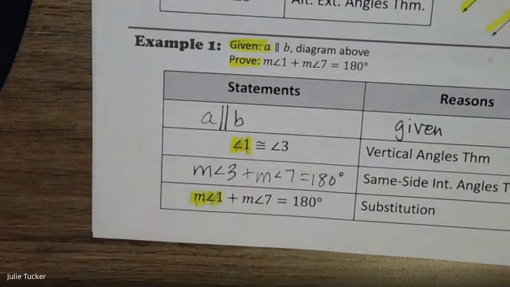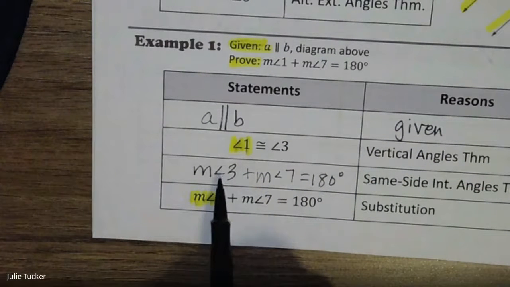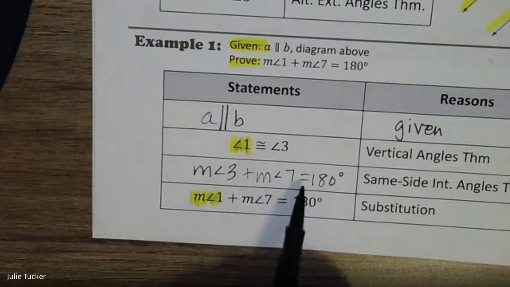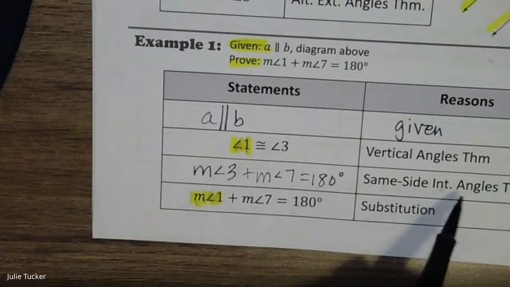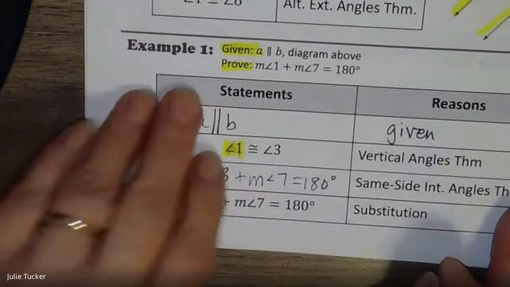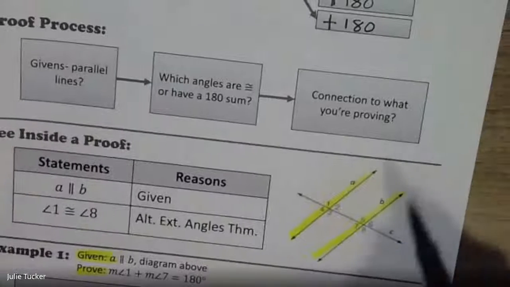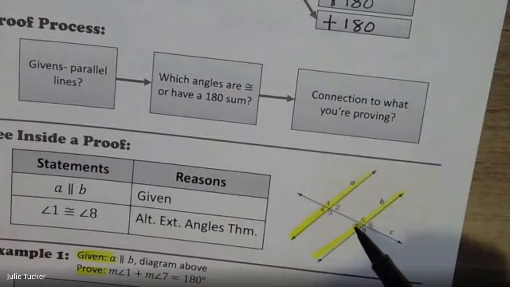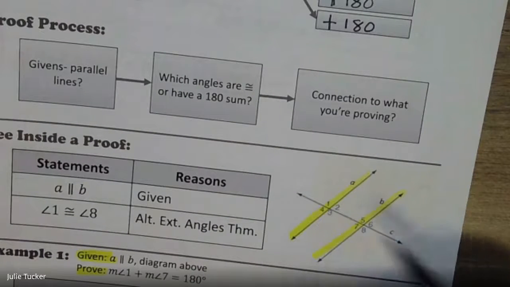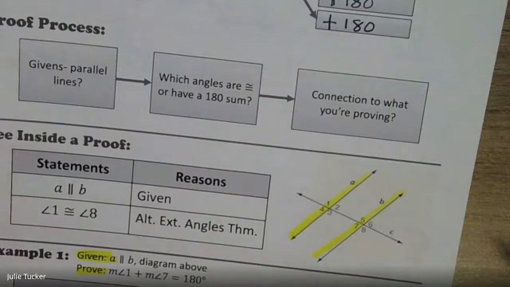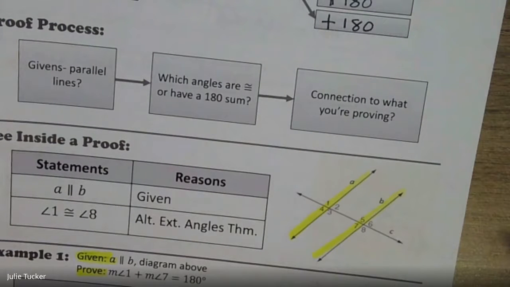Okay? Now let's look at this. 3 and 7 has a sum of 180 by same side interior. Let's go see if that's really true, if we guessed right. So 3 is here and 7 is there. So yeah, those are same side interior angles. Are you able to see that, or do I need to zoom it in? I can play okay. Oh, good.